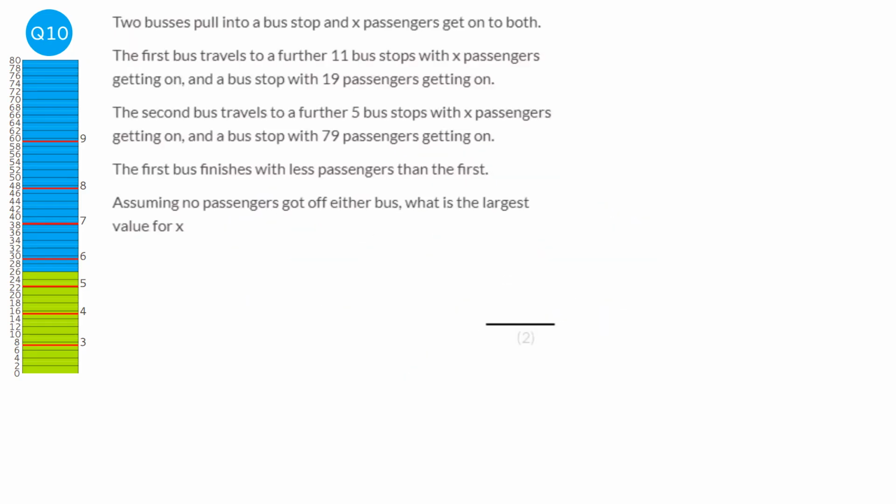So we're going to write an expression for the amount of people on the first bus. So they've started with X passengers and they've gone to 11 bus stops with X passengers. So altogether that is 12X. So we're going to have the first bus, and so we've got 12X. And then on the last bus stop, 19 passengers get on. So plus 19. Now for the second bus, well, we start with X and a further 5X come on, because 5 bus stops with X passengers, so that's 6X altogether. And then 79 get on.